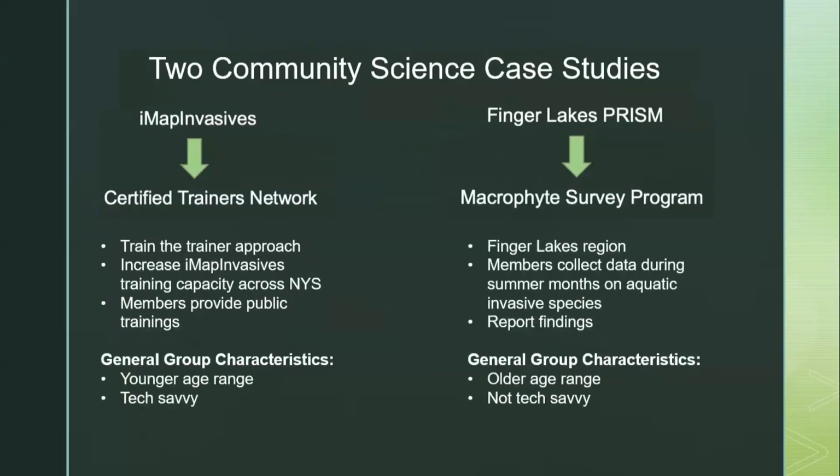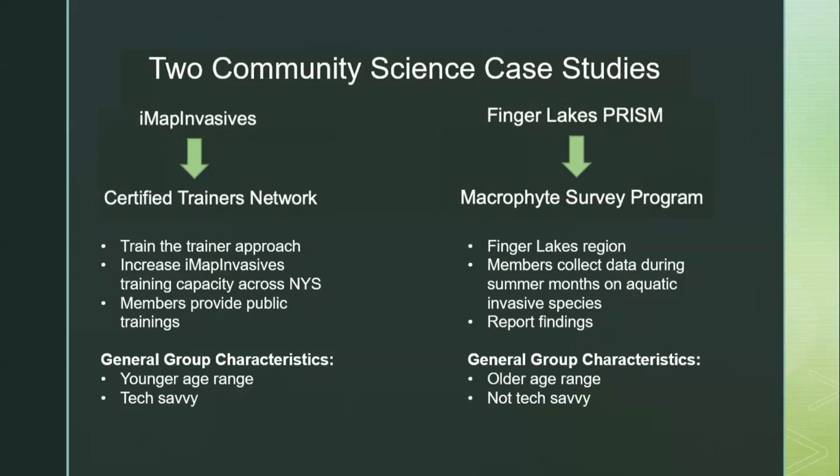The 2 programs that I keep talking about were one with iMapInvasives and one with Finger Lakes PRISM. We used these 2 programs as individual case studies to understand these 2 different groups. Within iMapInvasives, we used the Certified Trainers Network. This network is a group of people that use the train the trainer approach to increase iMapInvasives training capacity across New York State. They provide public trainings on how to use iMap, basically. Generally, this group of people were a little bit younger and more tech savvy.